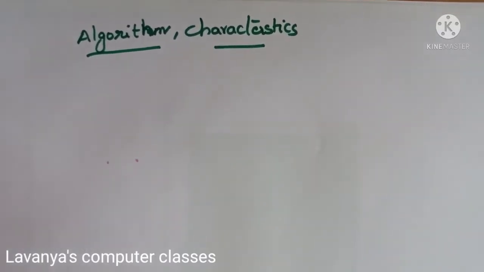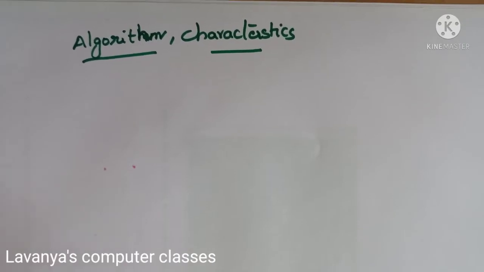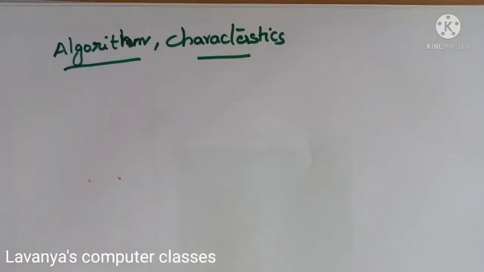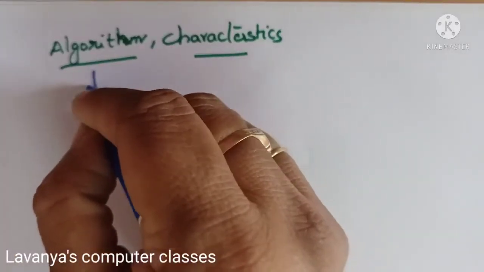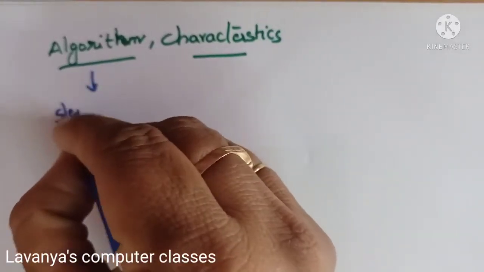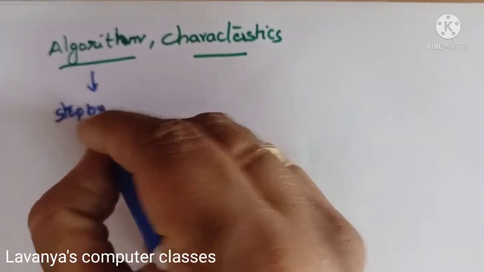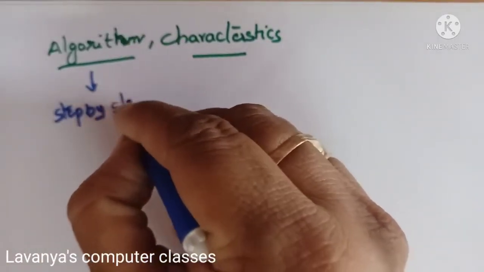In this video, I will explain what is an algorithm and what are the characteristics of an algorithm. This topic is there in Design and Analysis of Algorithms for the JNTU H CSE 3-2 syllabus. So that's why I'm explaining what is an algorithm.